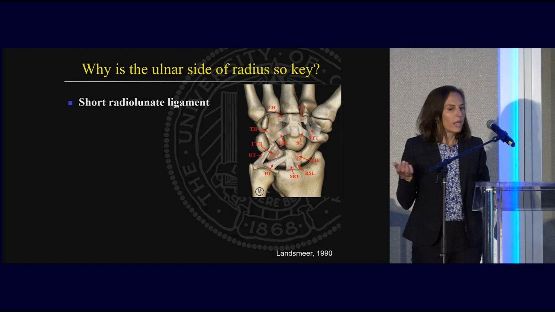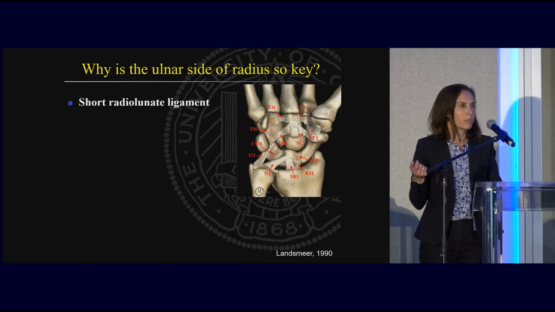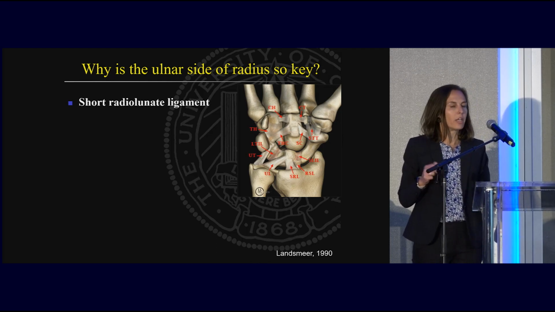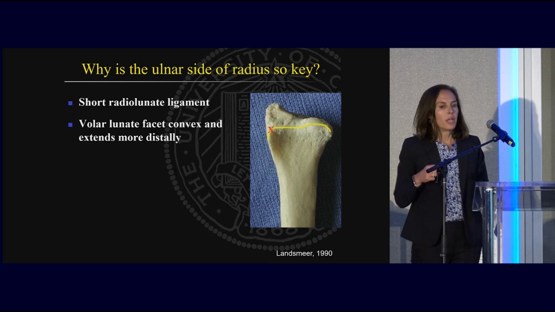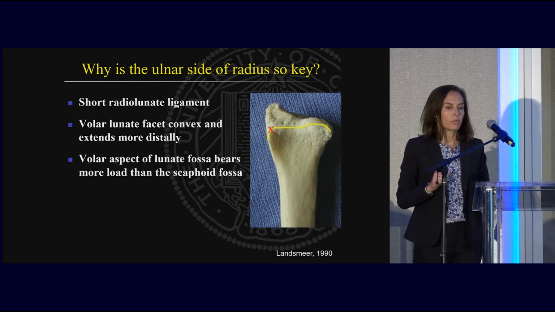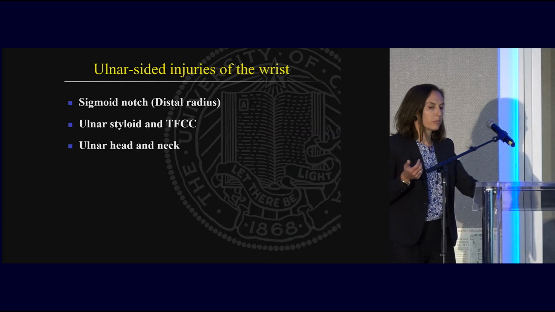So why is the ulnar side of the radius so key? Well, we know that there's a short radial ulnar ligament. We talked about the lunate facet and how critical that is for fixing in a distal radius fracture. The volar lunate facet is more convex and it extends more distally, which is why we talk about getting that plate as distal as you can. It bears more load than the scaphoid fossa and obviously the sigmoid notch.